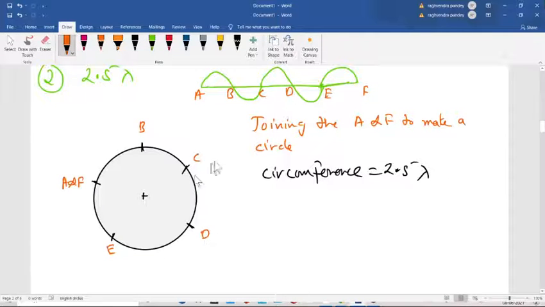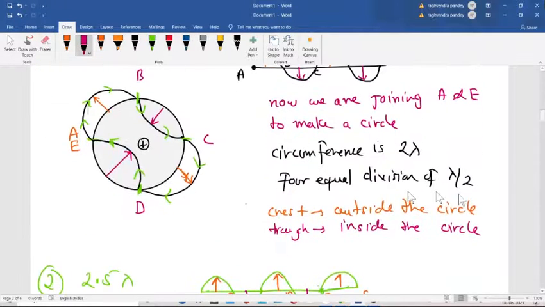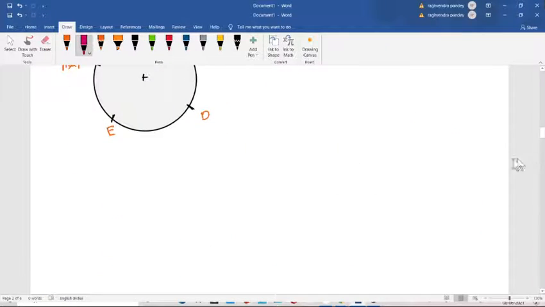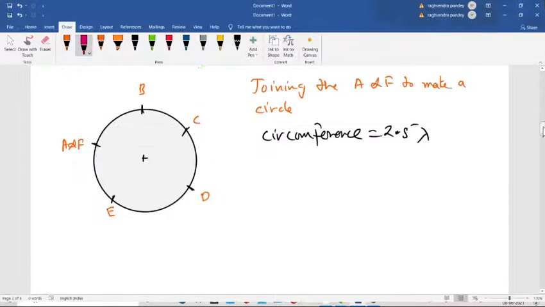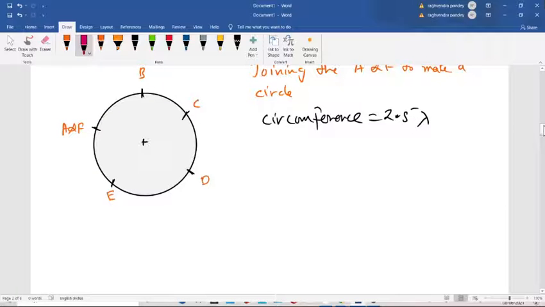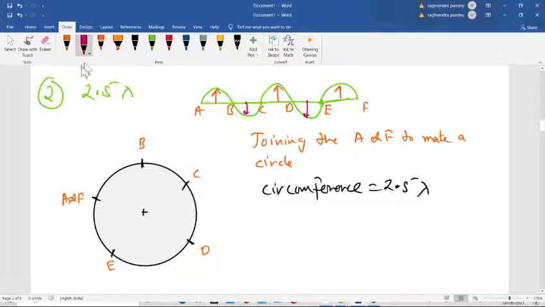Now again the same thing. That is your crest, and this is your trough. Here we are making the same thing: the crest I am making outside the circle, the trough inside the circle. Now I am making the wave.